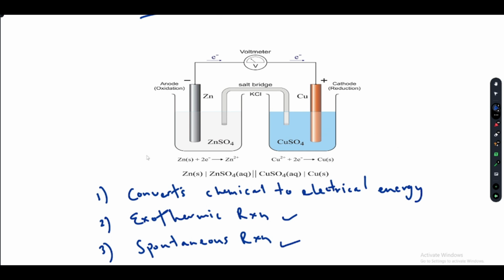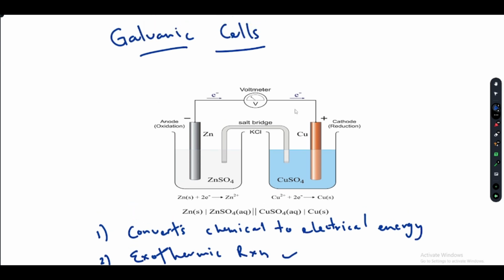Now, how does a galvanic cell work? Let's firstly discuss what it consists of so that we can better understand how it works. A galvanic cell has two electrodes, one known as the anode and the other known as the cathode.